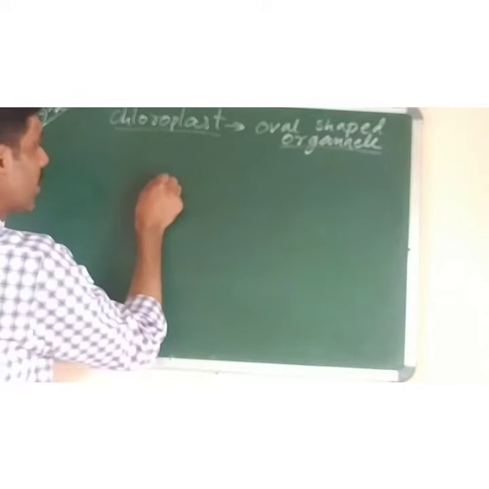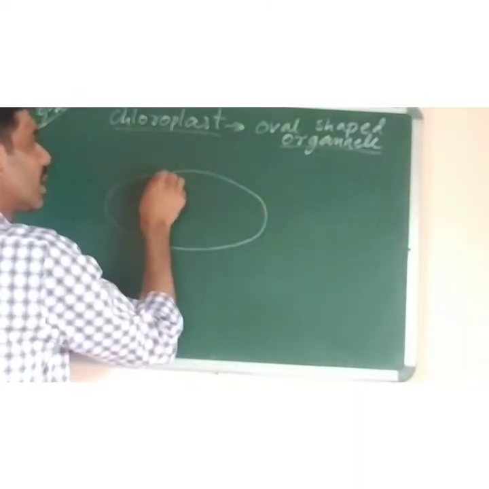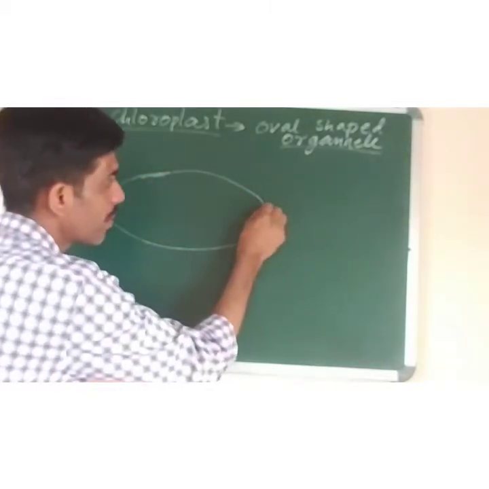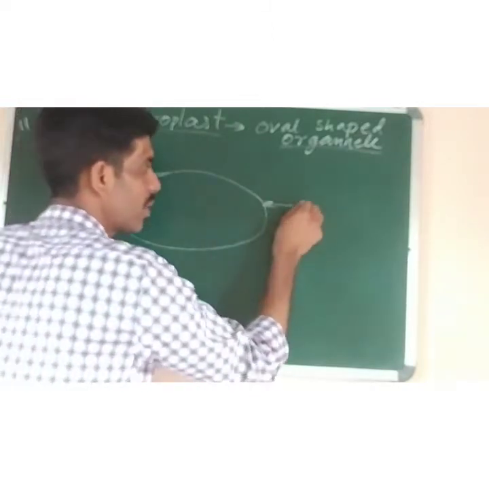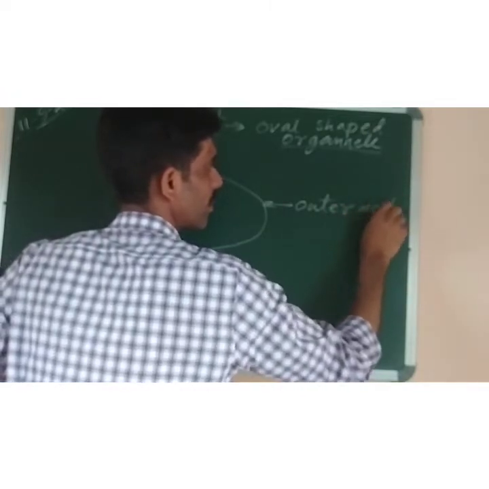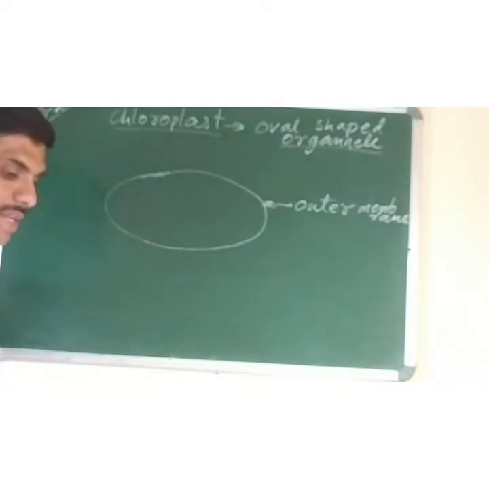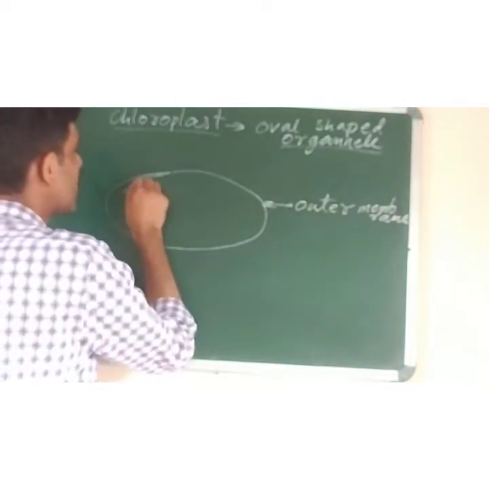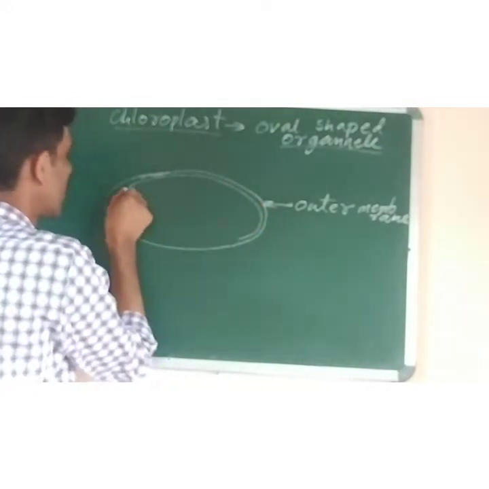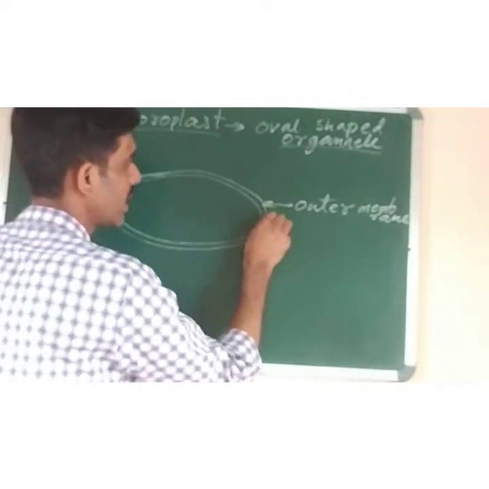It consists of a double membrane, as you can see. Chloroplast has 2 membranes. This is the outer membrane. Membrane means the covering which is present around it. Outer membrane. You have to draw this diagram as homework on page number 71, figure 4.1. Then inside it one more membrane is there. This is called the inner membrane.